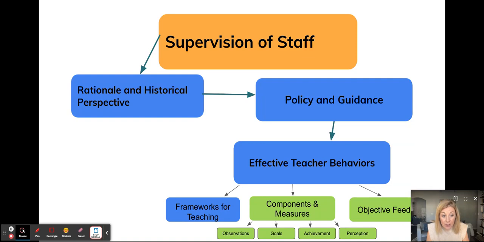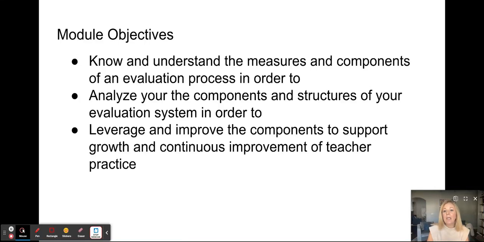But in order to leverage supervision and meet the purpose of supervision, the objective this week is really to get into those different components and measures. So observations, goal setting, student achievement, perception, and get a shared understanding for what's the purpose of those things, and to really start thinking about how we can leverage them. And I'll get into that more. So we have three main objectives this week.